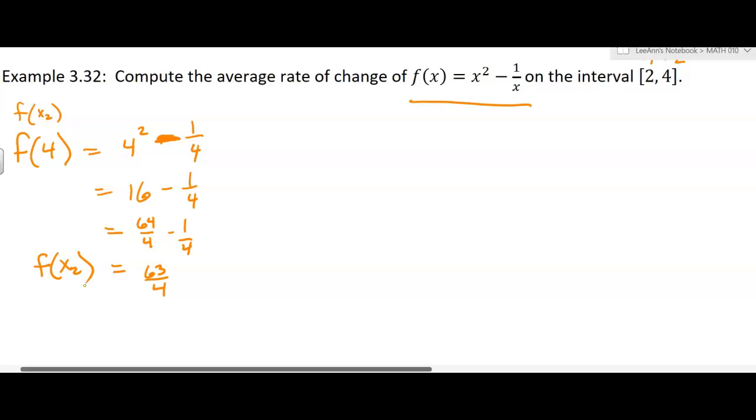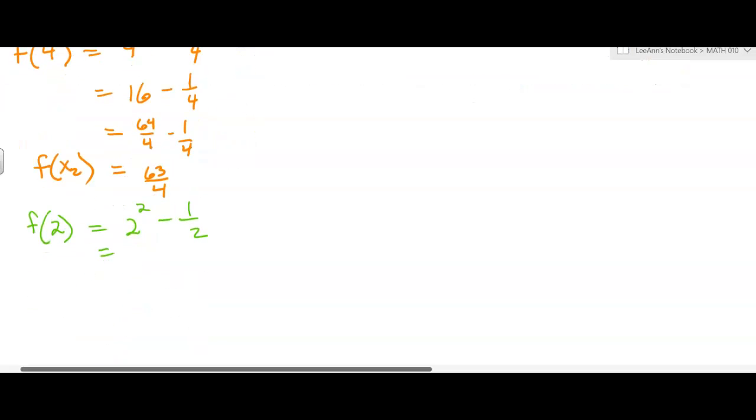Now let's do f of 2. So we go back to our function, 2 squared minus 1/2, which is going to be 4 minus 1/2, or let's see, what is that? 8 halves minus 1/2, which is 7 halves. A little bit of fraction work here.